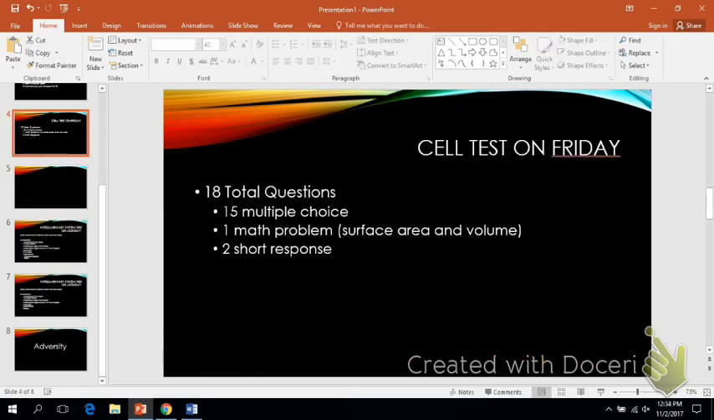Okay, so this is a breakdown of your test that's going to be tomorrow. There are 18 total questions. 15 of those are multiple choice. There's the one math problem with surface area and volume. And then there are 2 short response.